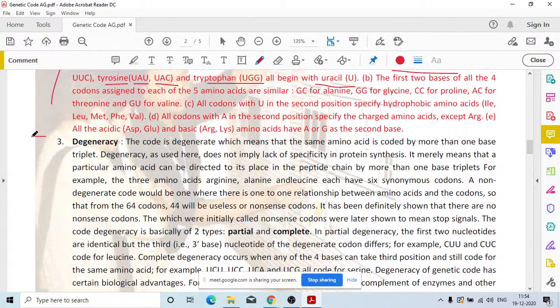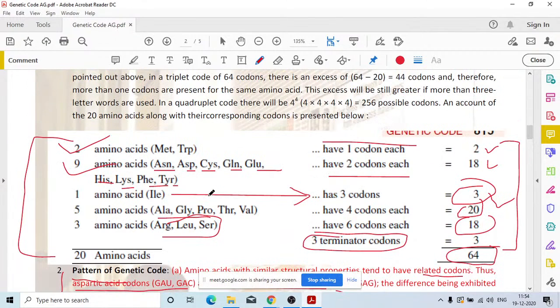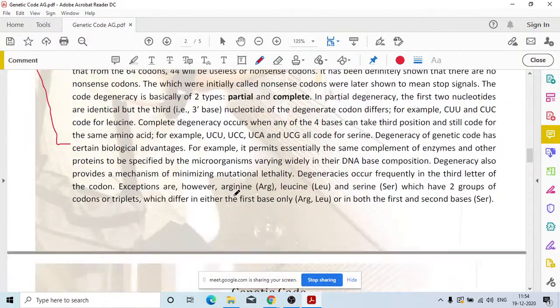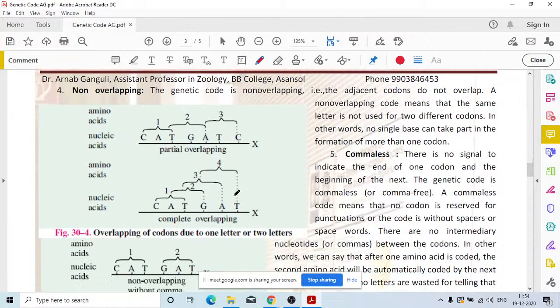Another thing is degeneracy. Degeneracy means, for example, all these amino acids each have two codons. That means they are degenerate: any one of these two will code for the same amino acid. So you have two codons for ASN and any one of them will bring ASN. Therefore, the genetic code is degenerate.